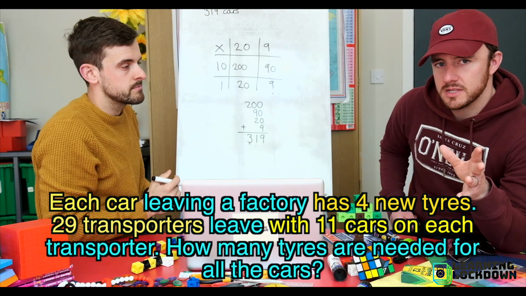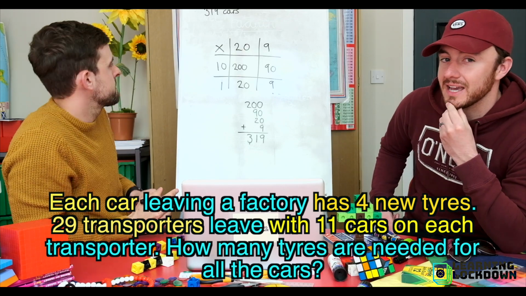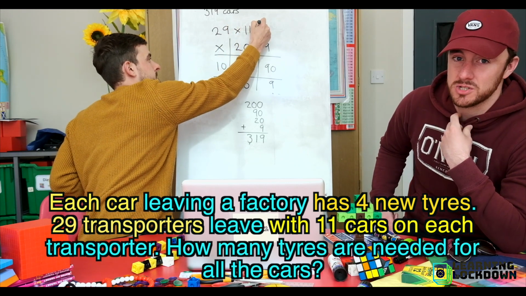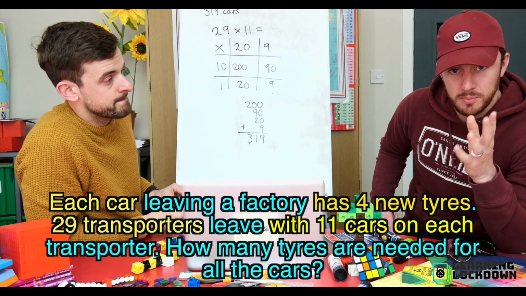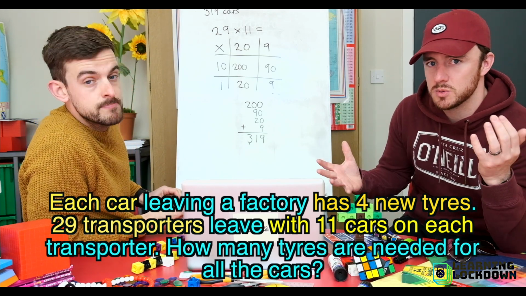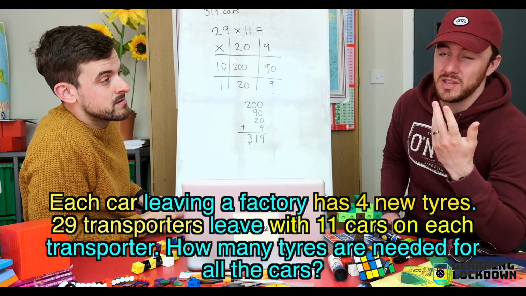Now, before we move on to the second step in this problem, some of you may have already looked at the calculation 29 times 11 and realised that it is very close to 29 times 10. So you could do this one mentally if you've spotted that. I know 29 times 10 must be 290 because we've made it 10 times bigger, and then we've got one lot of 29 to add on, and I can do that in my head.